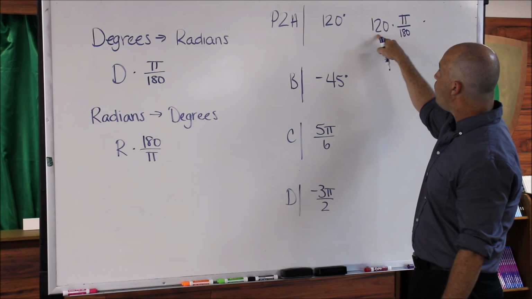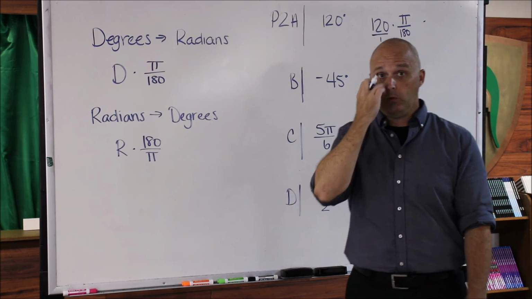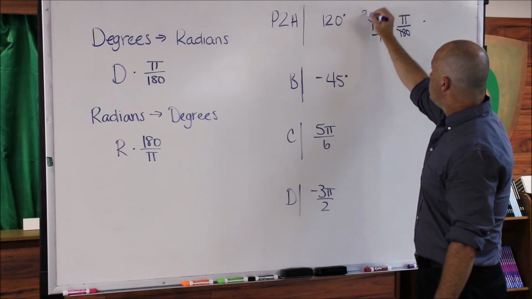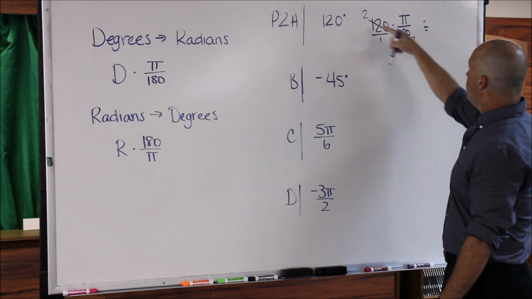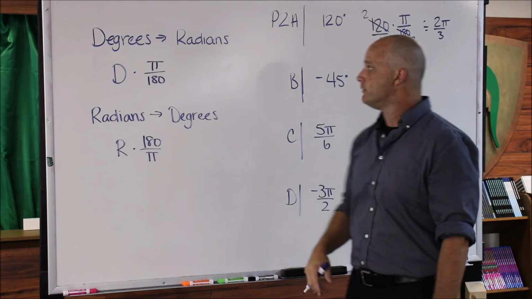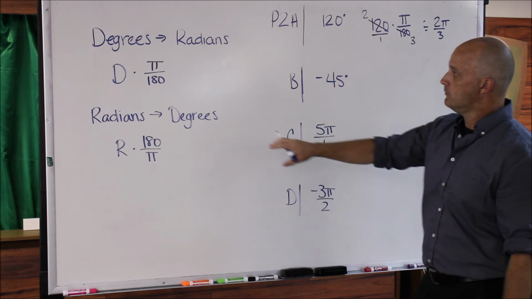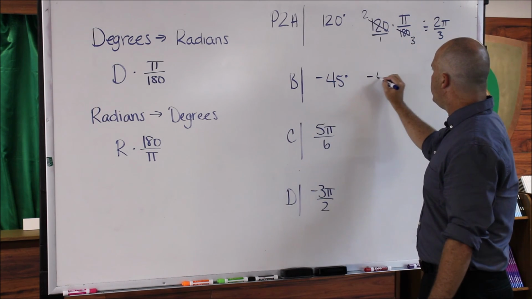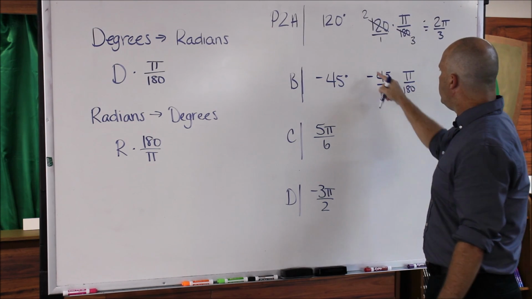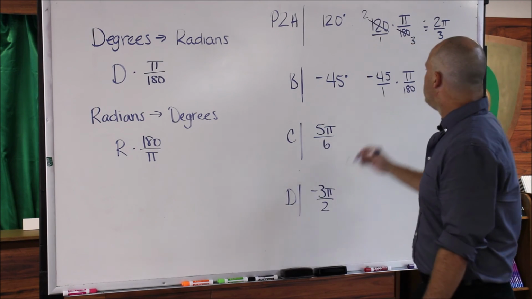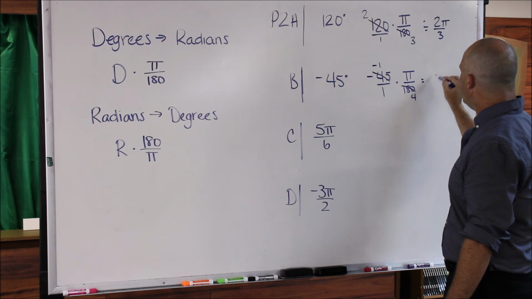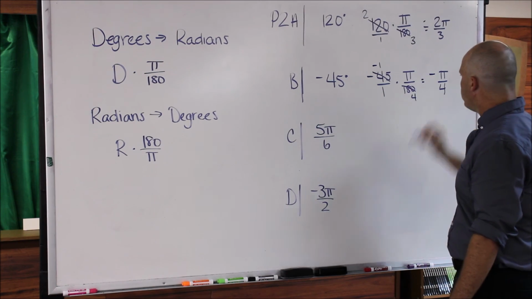And we can see here that this is 120 over 1. So we can cross reduce the 120 and the 180. 60 goes into both 120 and 180. So 2 times and 3 times. Now multiply across, 2 pi over 3 radians. So 120 degrees is 2 pi over 3 radians. Then for negative 45, again, we're doing times pi over 180. So negative 45 over 1 times pi over 180. Again, 45 and 180 will cross reduce. So this is going to reduce to negative 1, and then this is going to reduce to 4. So we're going to end up with negative pi over 4 radians.